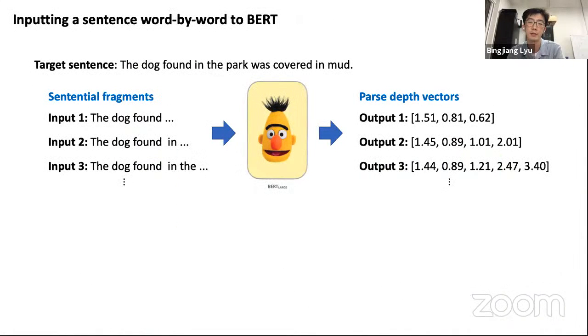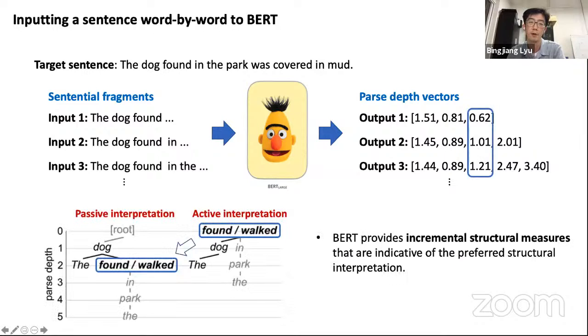So once the structural probing model is trained, we input each sentence word by word, similarly to how it is received by a human listener. By doing this, BERT returns an incremental path steps vector for each sentence fragment. So the number of dimensions increases as the sentence unfolds. More importantly, we found that BERT path steps seem indicative of the preferred structural interpretation.